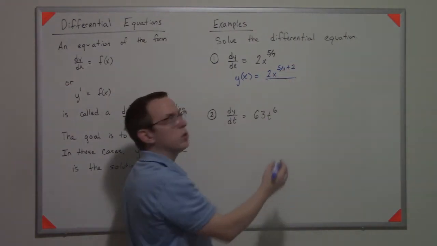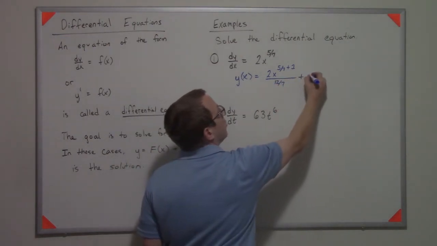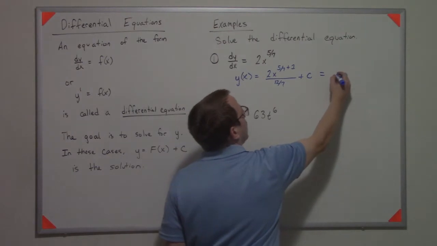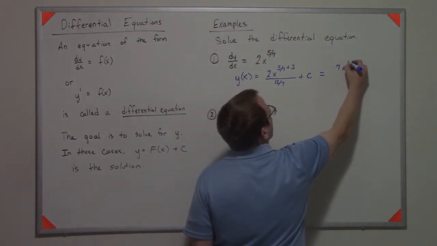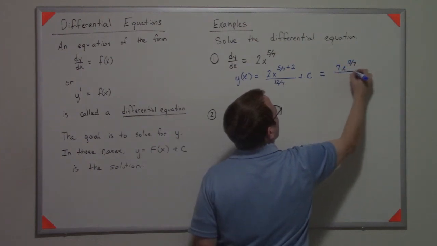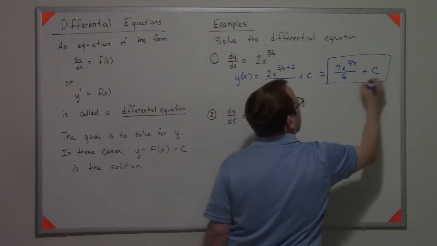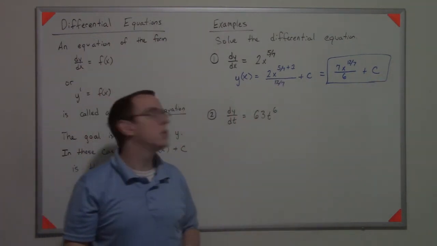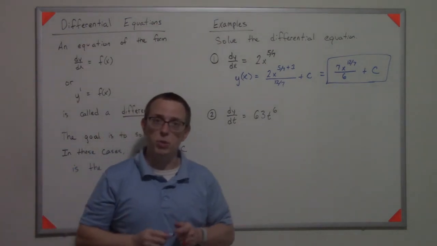So 5/7 plus 1 is 12/7, plus c. And we're given 7x to the 12/7 over 6 plus c. That's the solution to that particular problem.